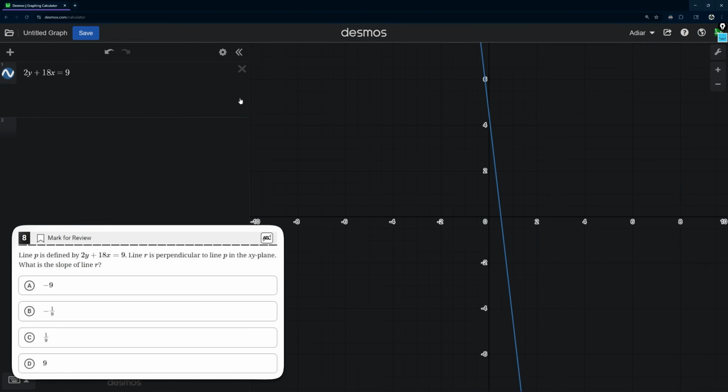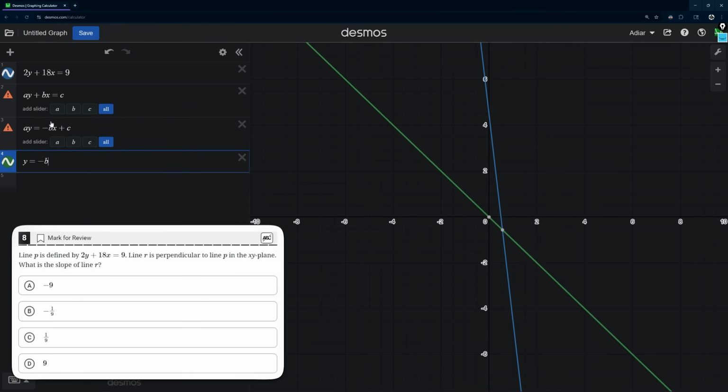Or if you want, we could do it a little bit more mathematically. If we're given the format ay plus bx equals c, like we are in this case right here, we know that the slope is going to be -b/a. And that's not something you have to memorize because it's really as simple as just rearranging it. So if we subtract bx on both sides, we're given ay equals -bx plus c. And then if we divide by a on both sides, then we're given y equals -b/a x plus c/a.